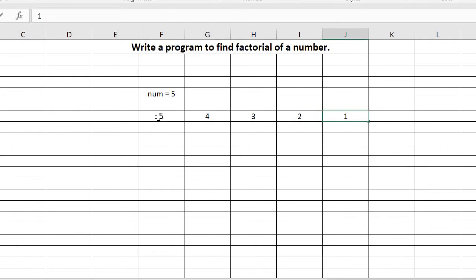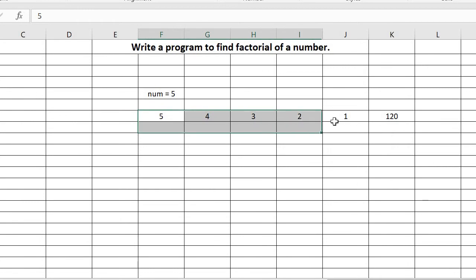So what am I supposed to do? I have to multiply all of these numbers and that will be equal to 120. How? 5 fours are 20, 20 into 3 is 60, 60 into 2 is 120, and 120 into 1 is 120. So the answer is 120, that is, the factorial of 5 is 120.